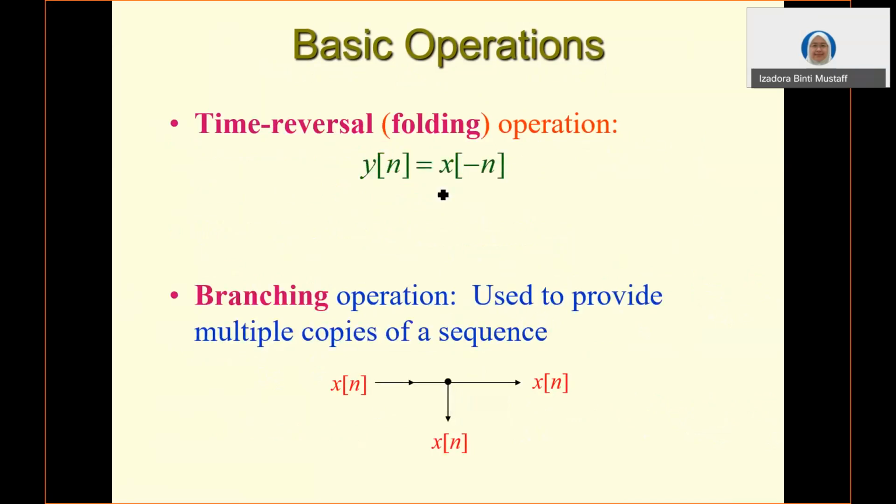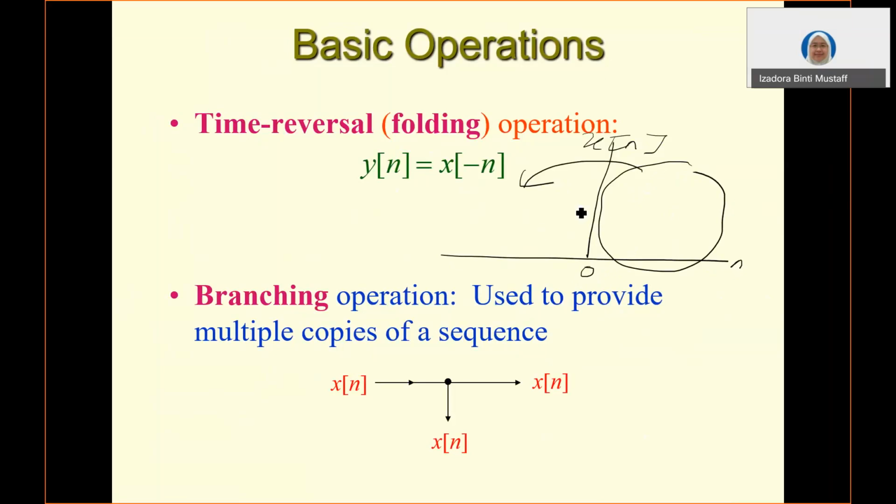Right, basic operation, time reversal folding operation is when xn, okay, kita foldkan dia, lipatkan dia or mirror it at n equals to 0. So all the values on this side goes to the left side. All the values on the left side goes to the right side. Okay, so it's a mirror or folding operation. Okay, so this is very simple, very straightforward.